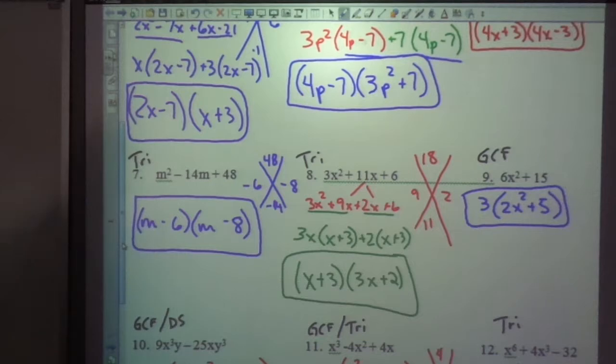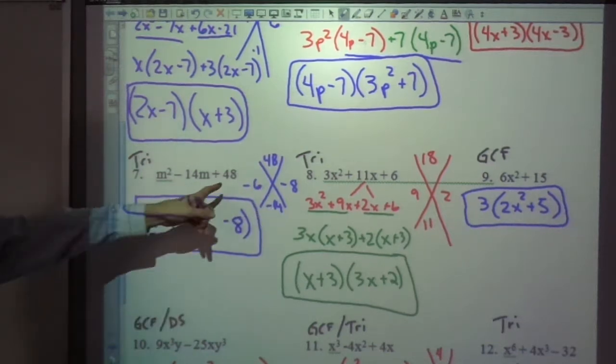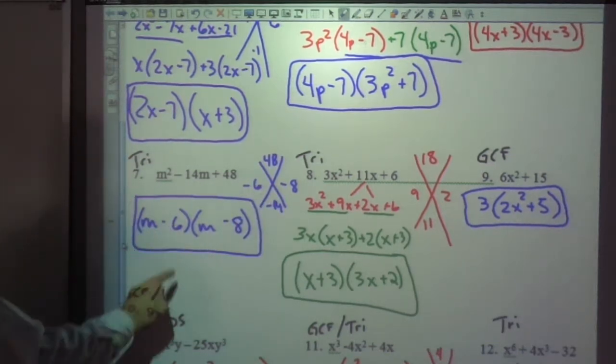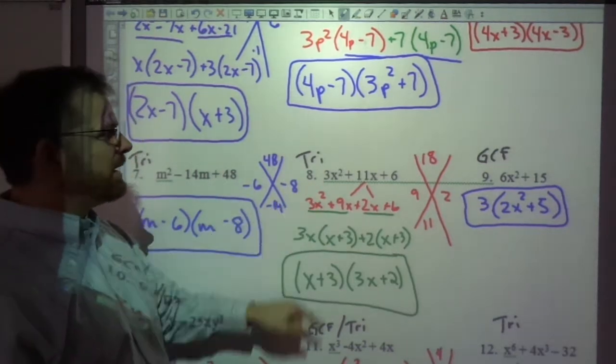Number 7. It's a trinomial. It's the easy kind because this is 1. So I find things that multiply to be 48 and add to be -14. That is -6, -8. Boom. Answer is done.